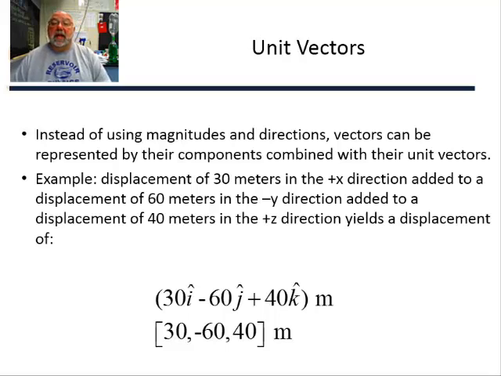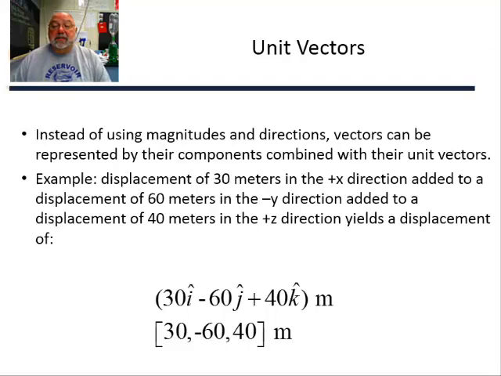Okay, so here we have an example of a displacement of 30 meters in the x direction, a displacement of 60 meters in the negative y direction, added to a displacement of 40 meters in the positive z direction. And that gives us a displacement of, and this is in unit vector notation, it describes the vector completely. Okay, 30I hat minus 60J hat plus 40K hat meters.